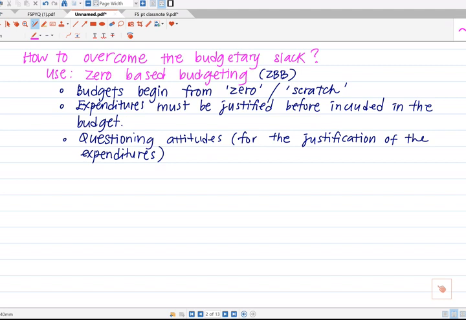That's why as a staff, we don't really like zero-based budgeting. But from the business perspective, it is good to have zero-based budgeting. Okay? So that you can avoid unnecessary spending.